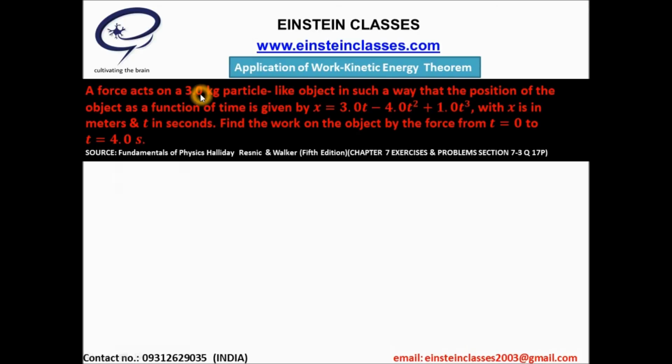Now I am going to discuss a problem, and I have taken this problem from Fundamentals of Physics, Halliday, Resnick and Walker, 5th edition, from chapter 7, and the problem number is 17. The mass of the object is 3 kg and it's a particle-like object. That means we can take the very negligible dimension of this object. This is the meaning of particle-like, and the position of the particle is changing with time t according to this relation given in the problem, x = 3.0t minus 4.0t square plus 1.0t cube, where x is in meter and t in second.